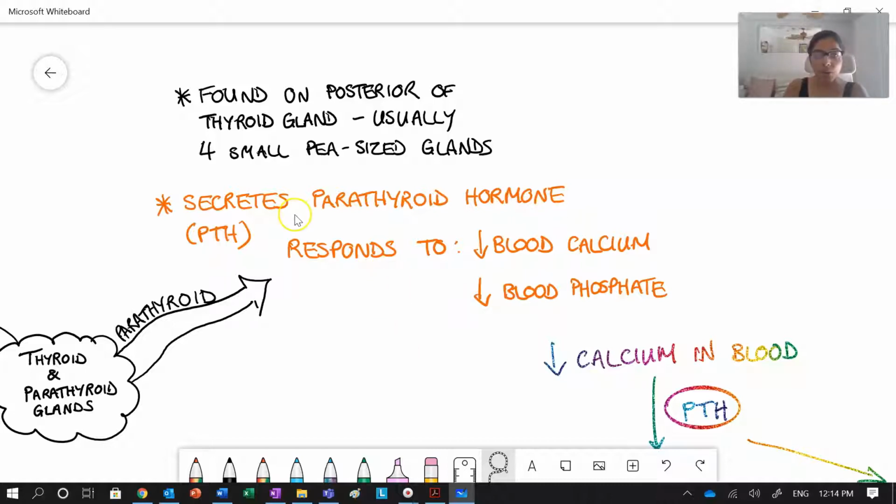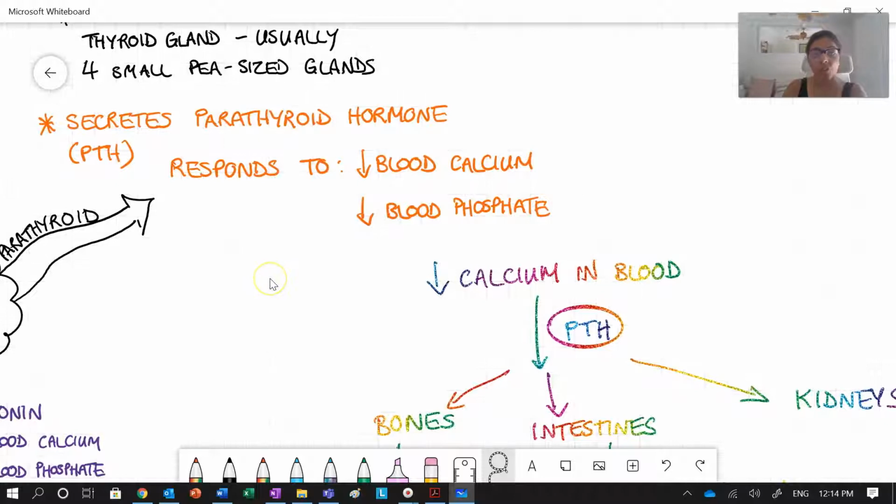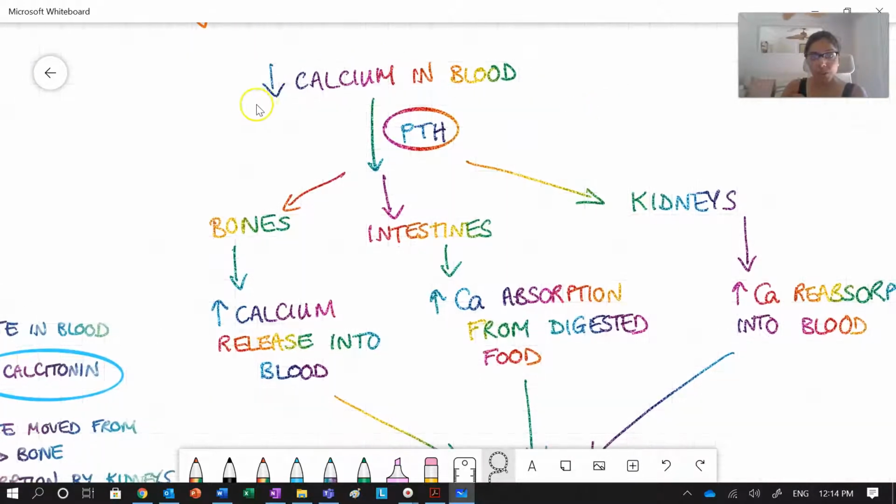Now, this hormone, parathyroid hormone, is antagonistic to calcitonin. So what that means is it responds in the opposite manner. So these 2 hormones will work in opposite fashions to ensure that we have a steady overall level of calcium and phosphate in the blood. PTH responds to a decrease in calcium and phosphate. So I'm just going to show you a little flow diagram of how that works. So the stimulus here is a decrease in calcium in the blood.